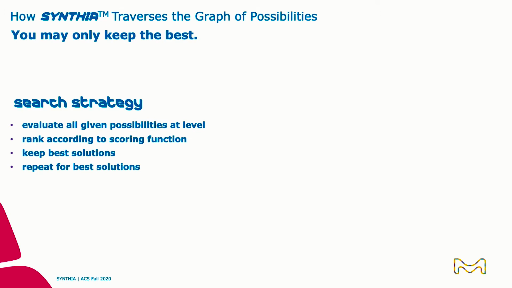Synthia continues to traverse the graph of possibilities until it has found full pathways that stop at commercially available or known starting materials, and throughout the course of each search compiles hundreds, if not thousands, of potential results for a target molecule.